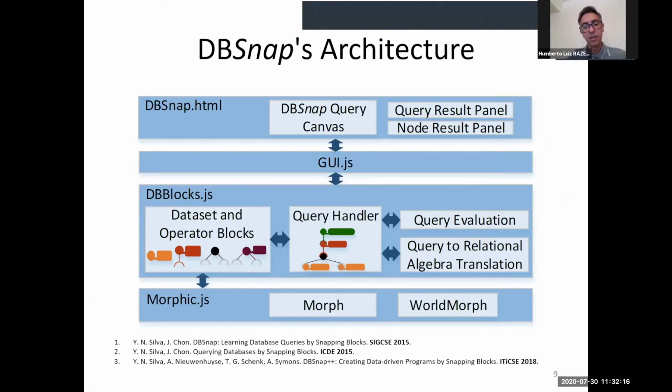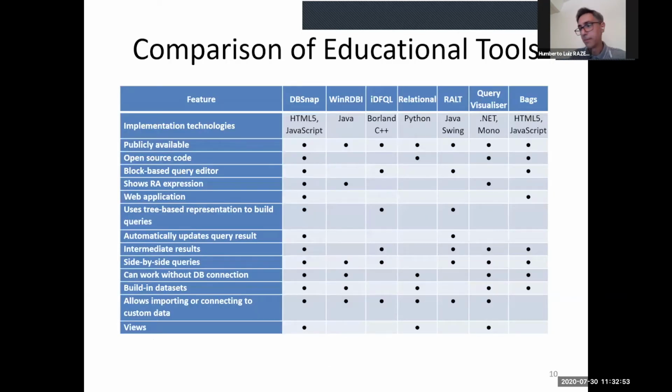The DBSnap architecture is structured in four layers. Several of these layers were adapted from the original Snap. The top layer implements an HTML page, and the other layers are JavaScript libraries, where GUI implements general properties of the system. DBBlocks implements the operators and dataset connections, and Morphic is a basic library. You may find more information about the architecture in our previous papers about the system that are listed. Next slide.